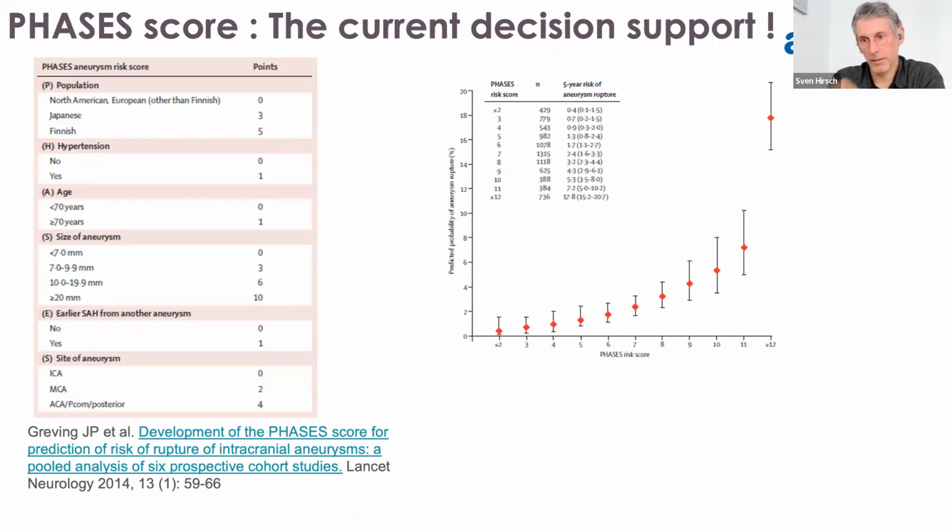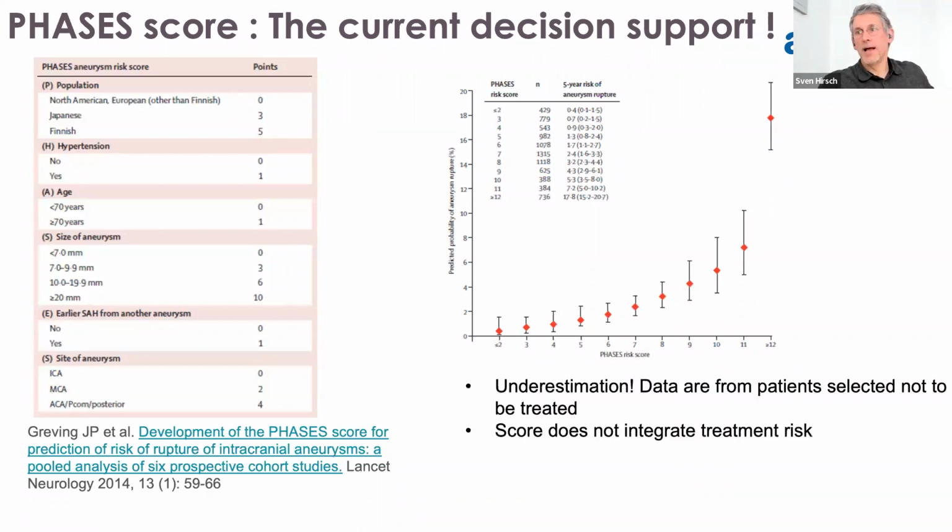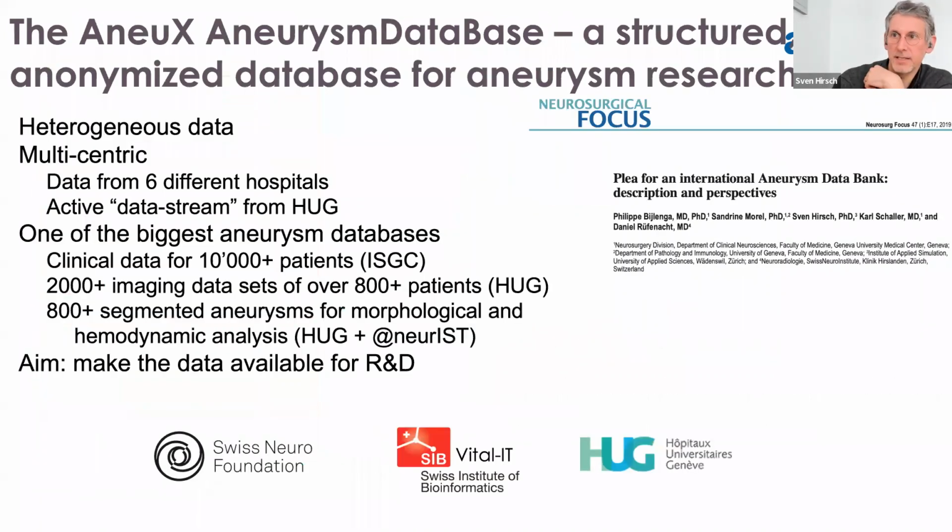So that's basically the basis of how that was established. But the question is, does that work on a population level? And it was always doubted. It's clear that there's some evidence, but whether it works for the individual patient is a bit the problem. Also, this doesn't weigh the treatment risk, for example. So that's why we said, okay, we have to go on analyzing these data.